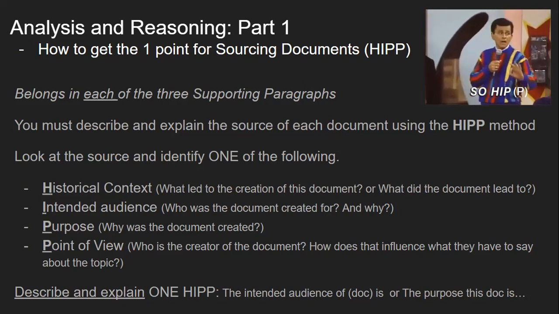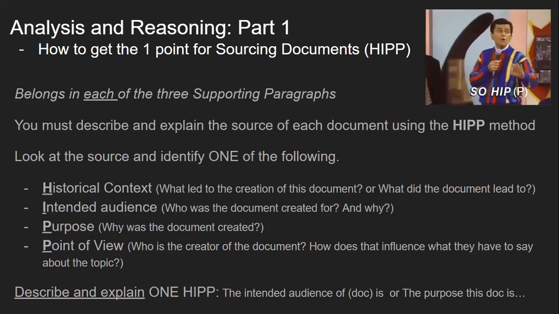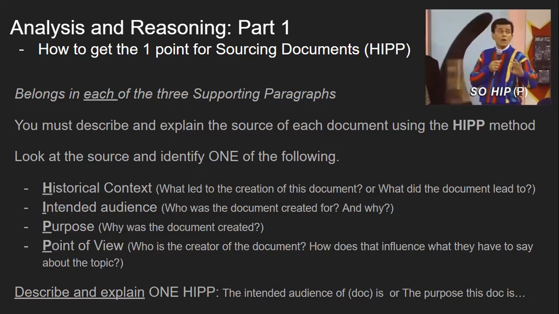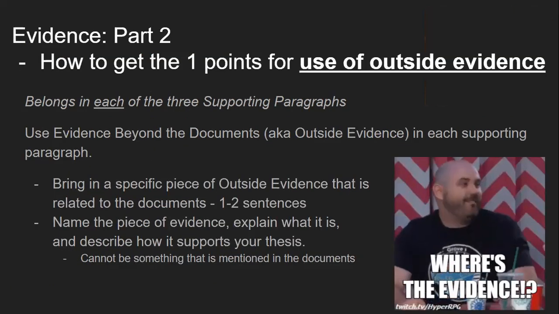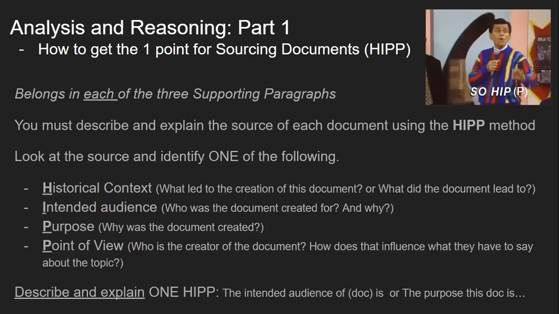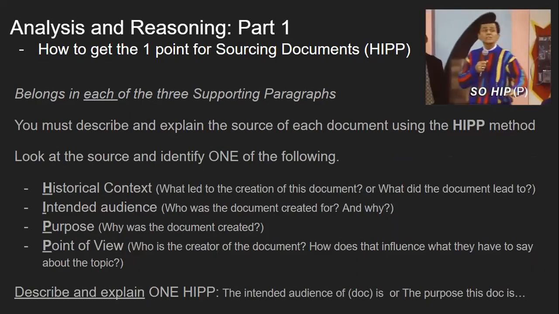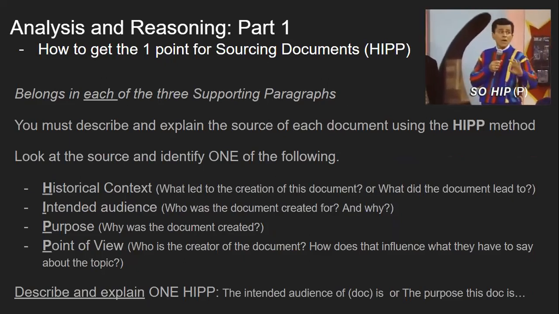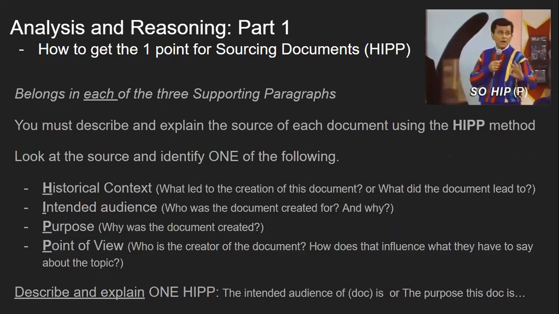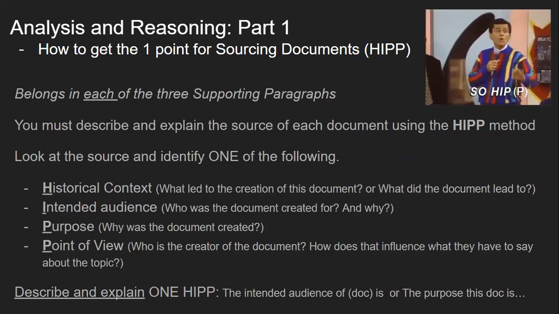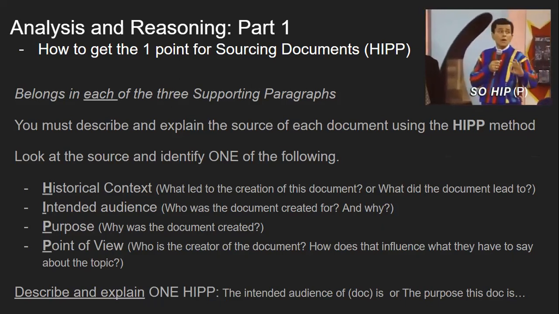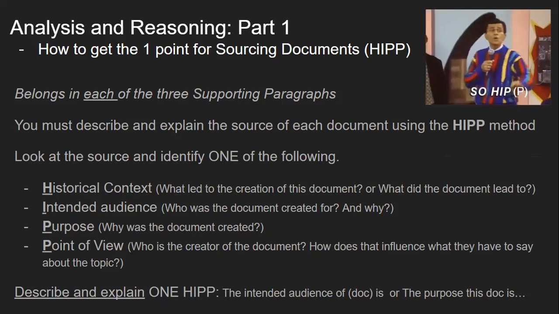But once you're done with the documents for that paragraph, you go to the next paragraph. Well, sorry, step back. Once you've done that for each of the documents, then you bring in your outside evidence. Then at the end of the paragraph, you bring your outside evidence. Then you move on to the next paragraph, topic sentence, moving into the documents, and then you describe, explain, source, or HIPP the document, and then move on to the next one, and then you do your outside information, and then you move on to the next paragraph.